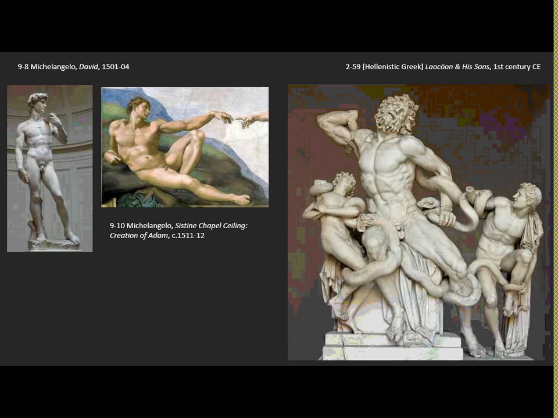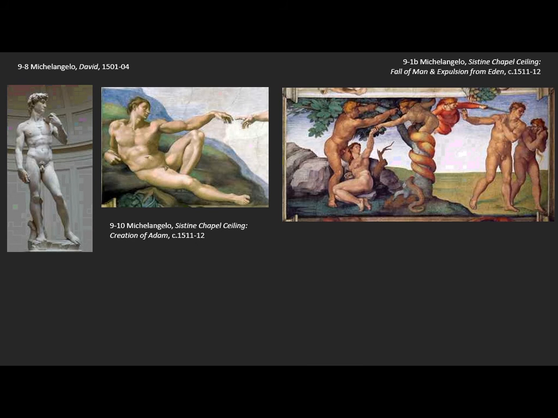So what we see when we look at Michelangelo's work is that his body just keeps getting broader and broader, even on the Sistine Chapel. Between the creation of Adam and the fall of man, it's almost as if Adam has bulked up even more and gotten thicker still.